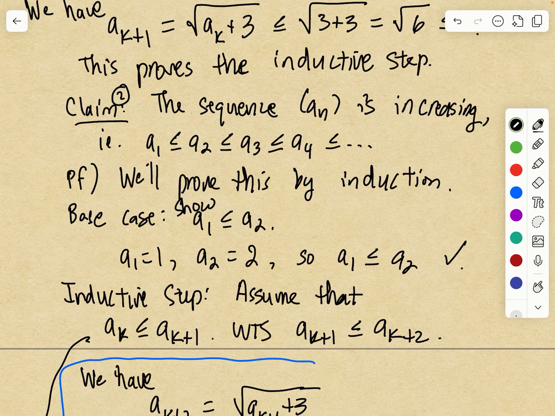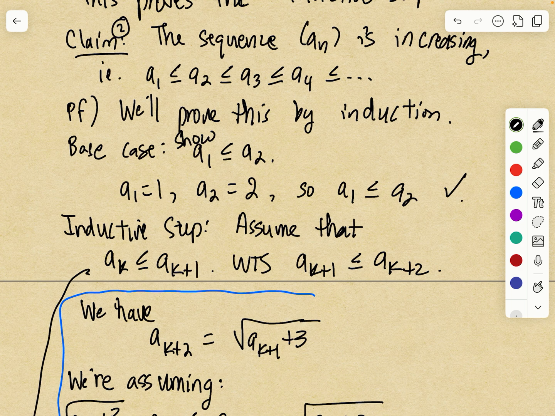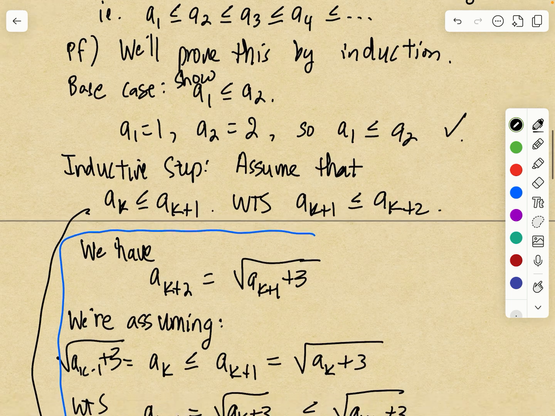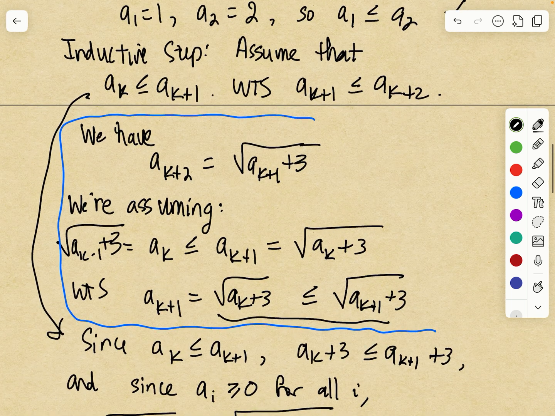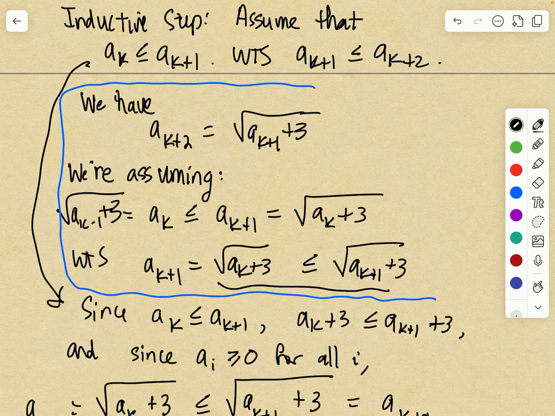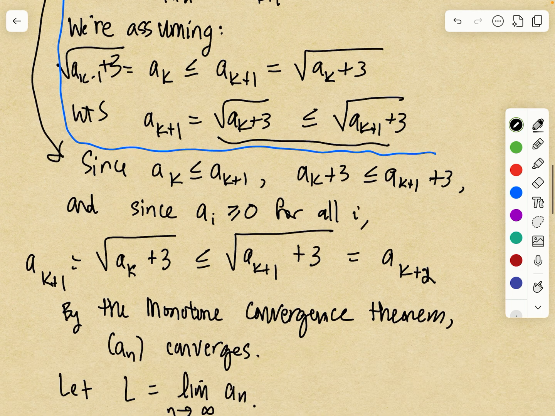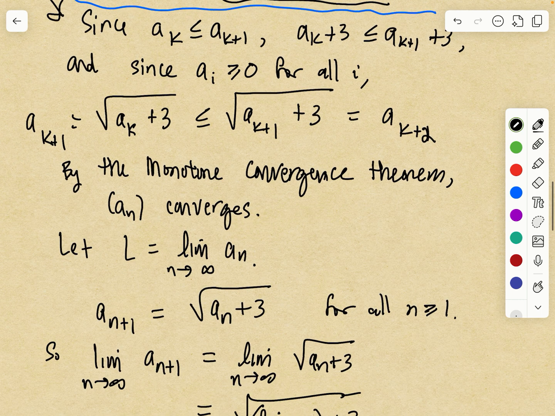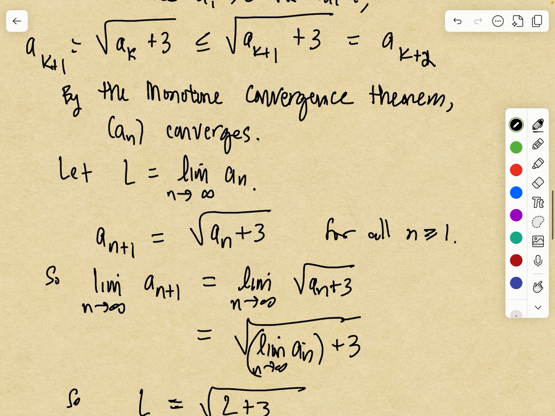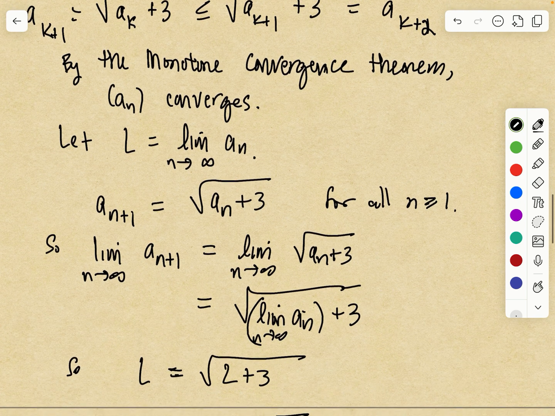Then, once you have that, we need to prove that the sequence is increasing, which we also proved by induction. The base case is to show that a1 is less than or equal to a2. For the inductive step, it takes a bit of work to figure out what exactly to do to come up with the proof. But once you get used to it, it's not so difficult. This is relatively straightforward, right? The proof is like 2 lines. And then once we have that, we can conclude that the sequence converges by the monotone convergence theorem.